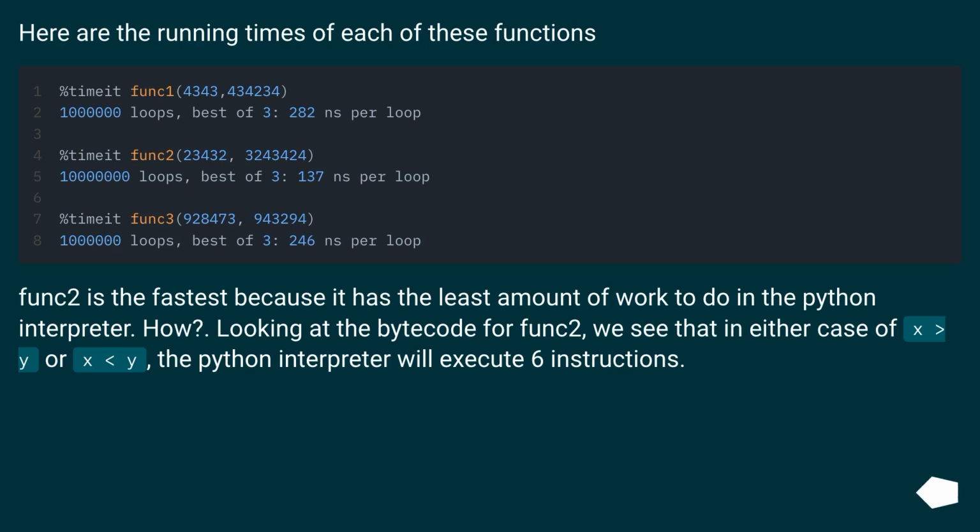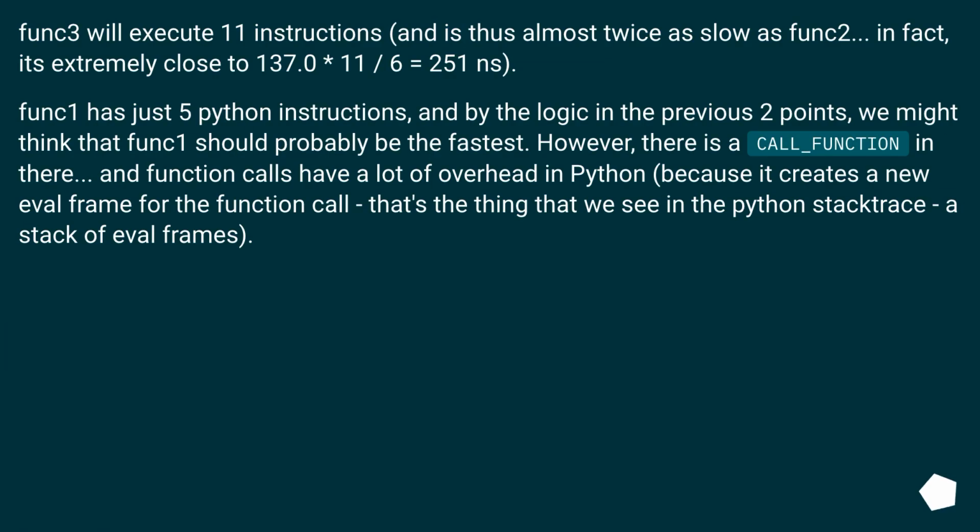Func2 is the fastest because it has the least amount of work to do in the Python interpreter. How? Looking at the bytecode for Func2, we see that in either case of x greater than y, or x less than y, the Python interpreter will execute 6 instructions. Func3 will execute 11 instructions, and is thus almost twice as slow as Func2. In fact, it's extremely close to 137.0 times 11/6, which equals 251 ns.